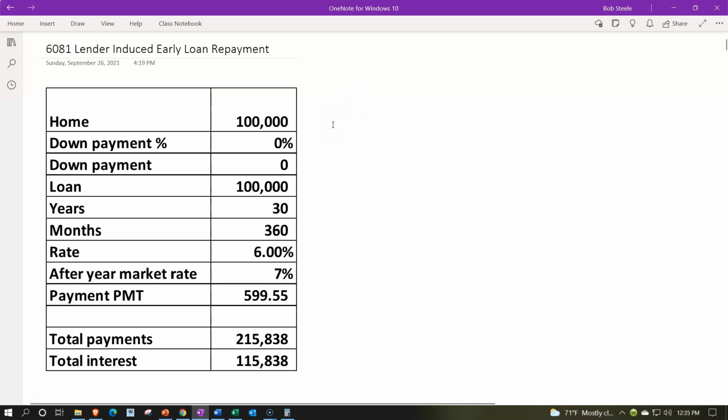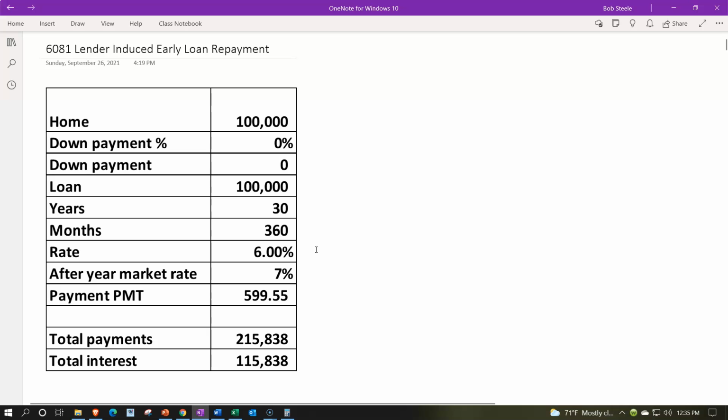So we're starting off with the $100,000 loan. We're not going to put anything down here because we're really just focusing in on the loan amount of the $100,000. The years are going to be 30 years, and the months then are 360, which is 30 times 12. We're going to say that it was 6% when the loan was taken out.